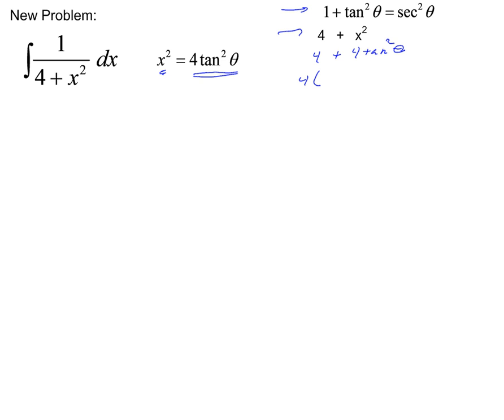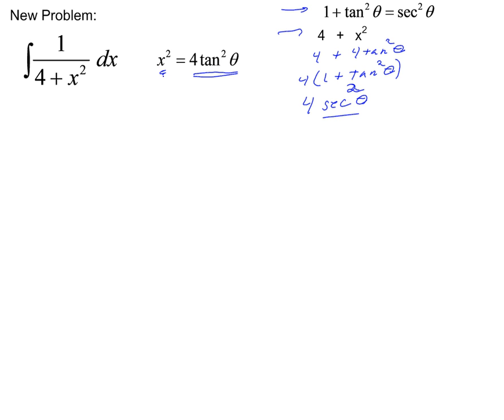Factor out the 4, and I get 1 plus tan squared theta, and I know from my trig identity that 1 plus tan squared is equal to the secant squared. That's the idea of these trig identities: you do a substitution, and you end up with something squared. In this case, the secant squared.